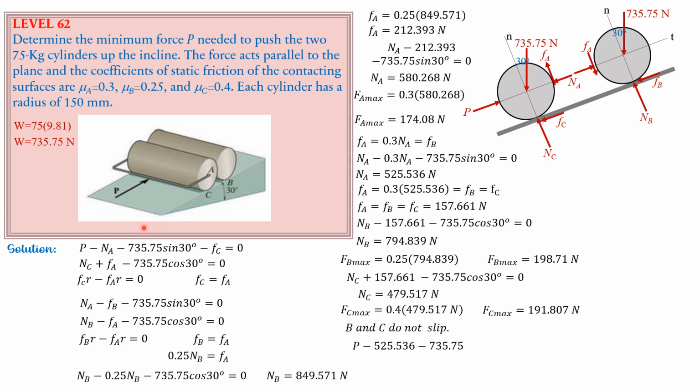So P in the first equation, P minus NA, 525.536 minus 735.75 sine 30 minus FC equals 0. So P can now be computed, and it is equal to 1051 newtons.